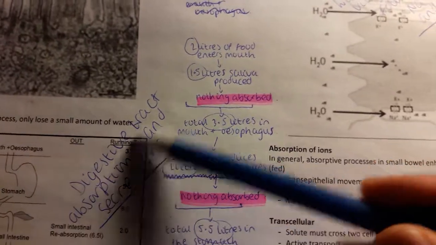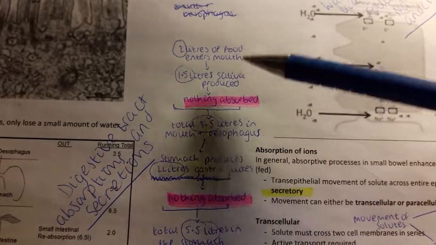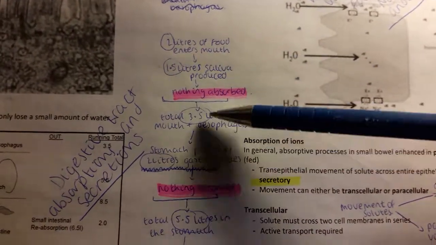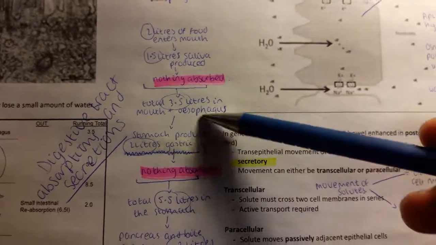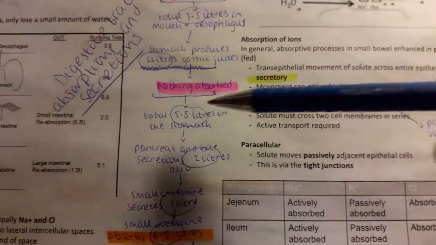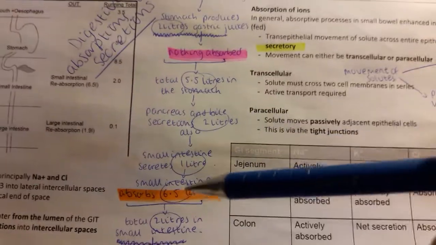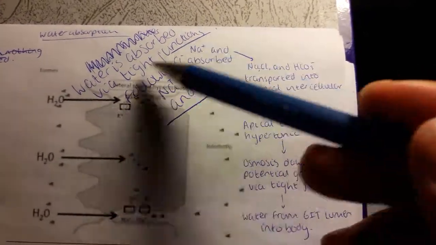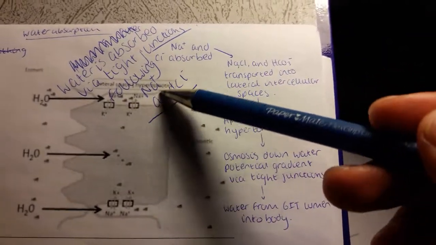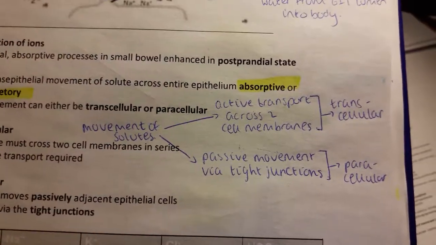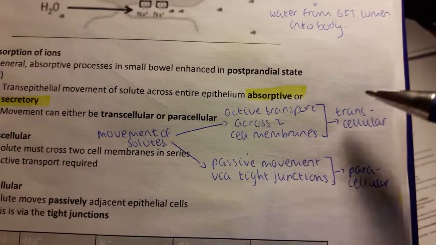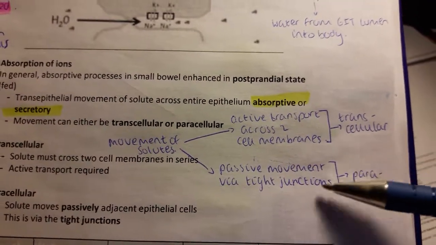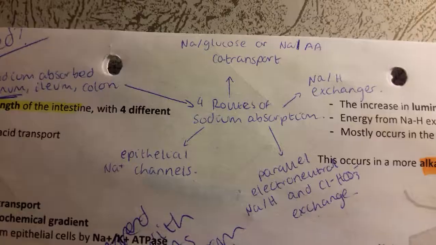And then had a look at the overall digestive tract absorptions and secretions, the fact that nothing is absorbed in the mouth or the esophagus or the stomach. Most of the absorption happens in the small intestine and then partly in the large intestine, leaving you with 0.1 litres at the end. Looked at how water is absorbed, and the fact that it's absorbed via tight junctions as a result of the absorption of sodium and chloride. Ions can be absorbed through 2 routes, essentially transcellular, through the cell, which is active, or paracellular, which is between the cells, which is passive.